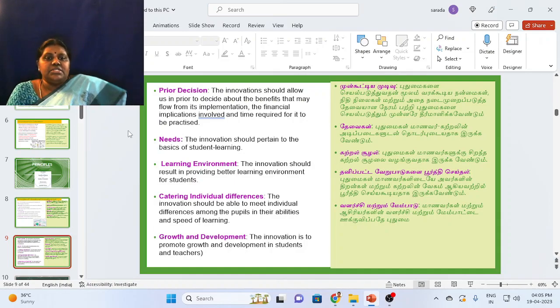The next principle is needs. The innovation should pertain to the basis of students' learning. The next principle is learning environment. The innovation should result in providing a better learning environment for students. Next, catering to individual differences. The innovation should be able to meet the individual differences among people in their abilities and speed of learning. The last principle is growth and development. The innovation is to promote growth and development in students and teachers.